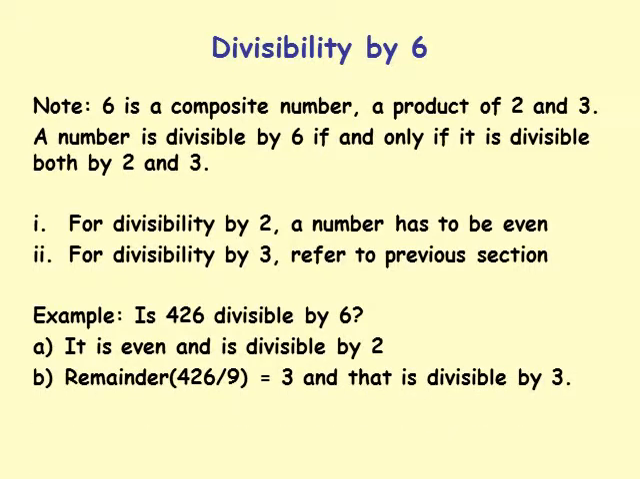Remainder of 426 divided by 9. So we're going to take out all the 9s we can, and whatever is left over is the remainder from dividing 426 by 9, and that is 3 from the digit sum. And that 3 is divisible by 3. So we passed the first test of divisibility by 2, and we passed the second test of divisibility by 3. So that means 426 is divisible by 6. Let's continue.